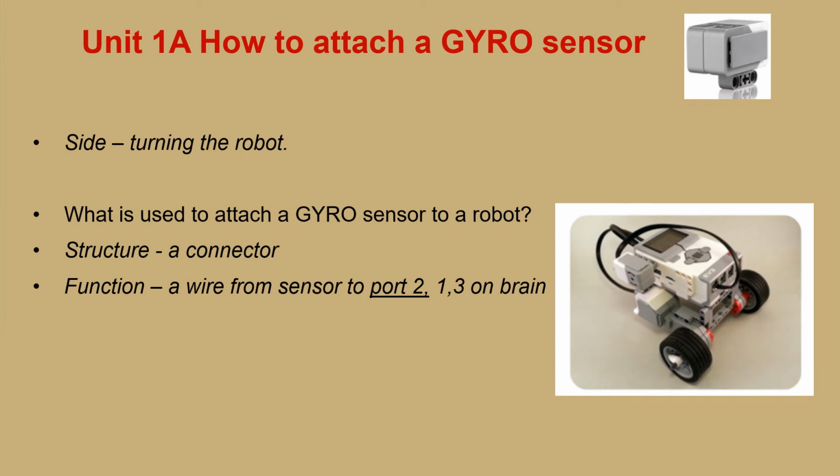Right, so we're not going to say much now about the gyro sensor, just knowing that it can detect how much the robot is actually turning, and you'd connect it with a connector and then with a wire to input port 1, 2, or 3 on the brain. We'll get some more details of this later.